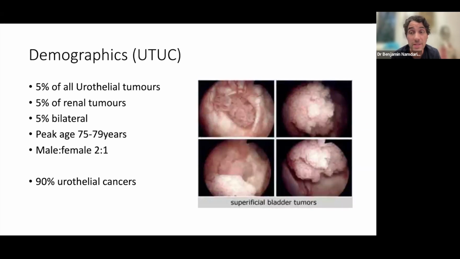It's only 5% of kidney cancers. People often ask, is this actually a kidney cancer? Well, it's within the kidney, but it's a different type of tumor. Those are actually renal cell carcinomas. It's uncommon, but it can happen bilaterally, so that means on both sides.